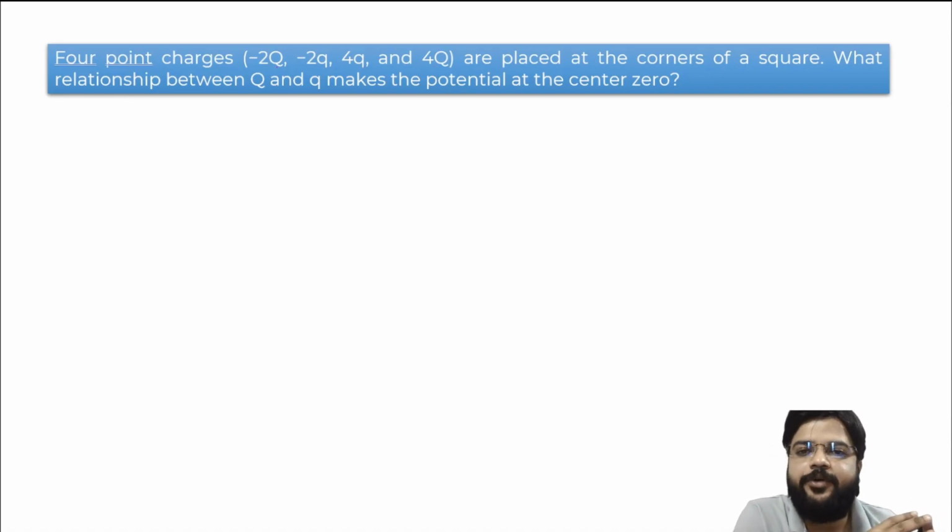Let's see one more question, everyone, on the basis of same concept. Four point charges minus 2Q, plus q, minus Q, and plus 4q are placed at the corner of the square. What is the relationship between q and Q to make the potential at the center 0? So at the center of the square, potential we want 0, everyone. So how can we do this question? First of all, write down potential due to all the charges at the center, and then add all this and put equal to 0, because we want potential at the center to be 0. Then simplify and you will get relation between q and Q.